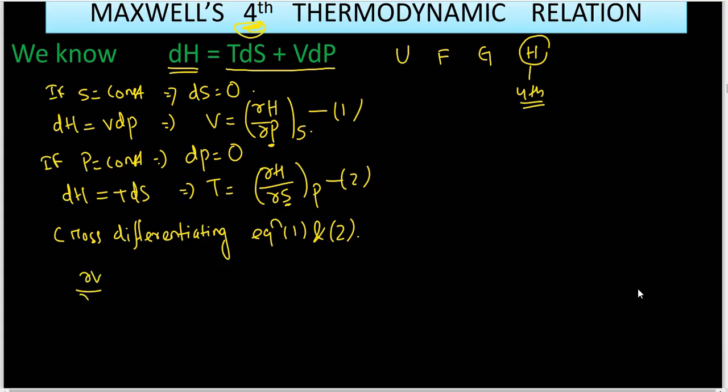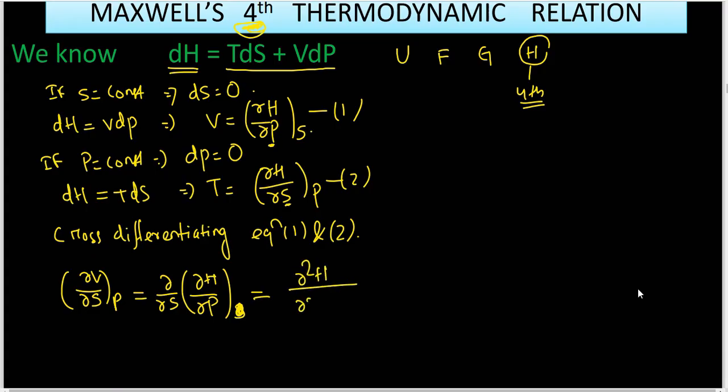So del V by del S at a constant P is equal to del by del S of del H by del P at a constant S. No need to write the constant. Okay, that is equal to del square H by del S del P. This is equation number 3. And the second equation we have to differentiate with respect to P, because in the second equation the derivative is with respect to S on the right side, so we have to take the derivative with respect to P. So what will happen?